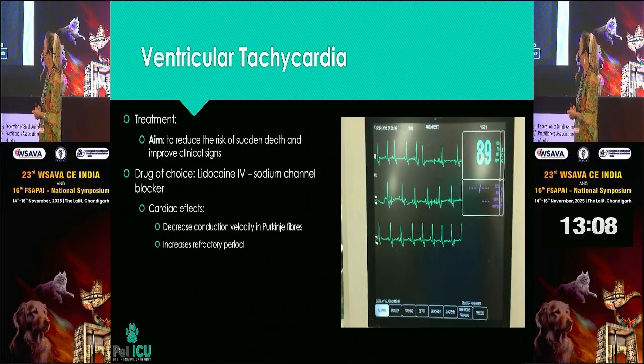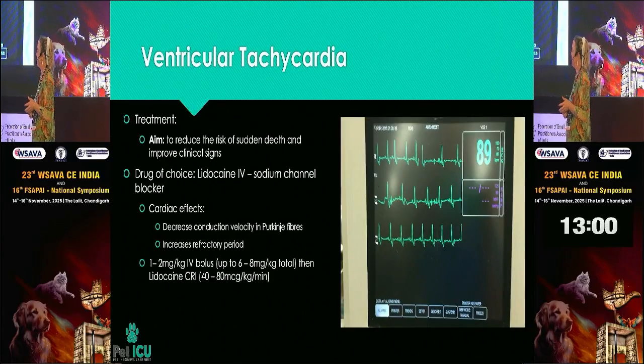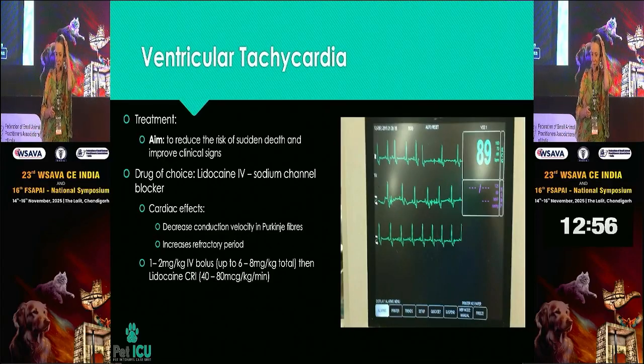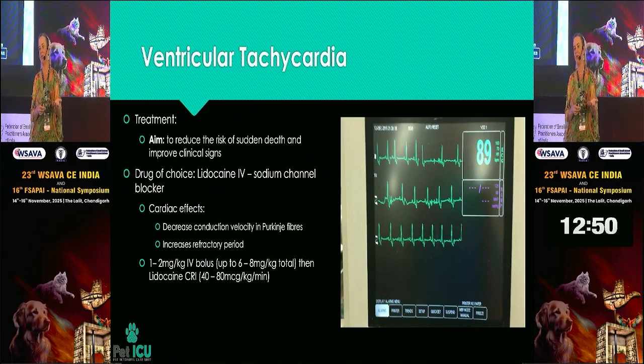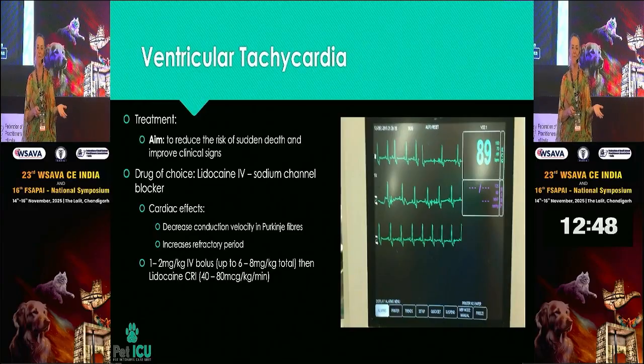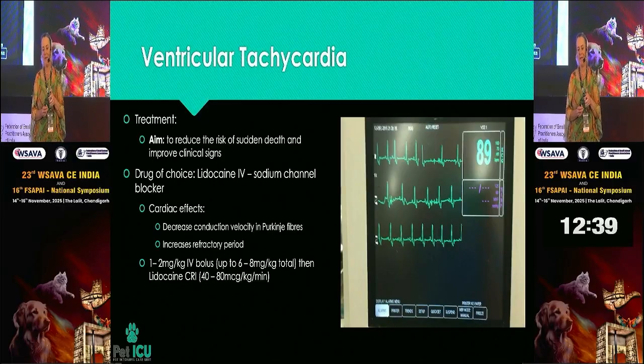IV lignocaine is our drug of choice. It's really slowing things down through the Purkinje fibers and increasing your refractory period. This is our cheat way of what we do. Everyone across the world of different cardiology teams are slightly different. Some always go 2 mg per kg straight up. We'll give 1 to 2 mg per kg. We're normally giving 1 mg per kg boluses and repeating. And we repeat every 5 minutes.